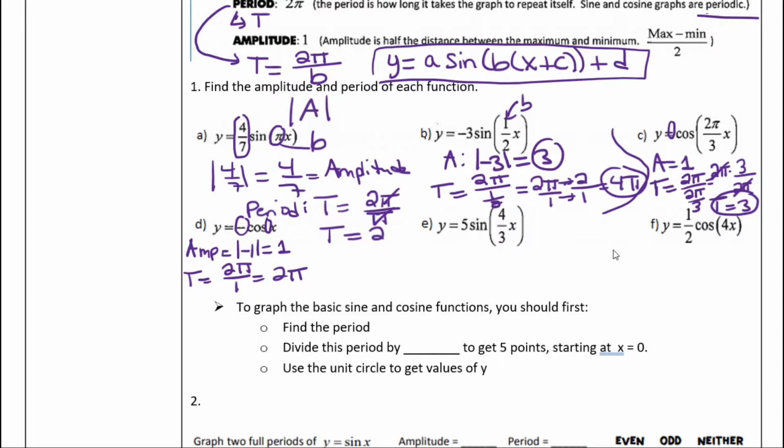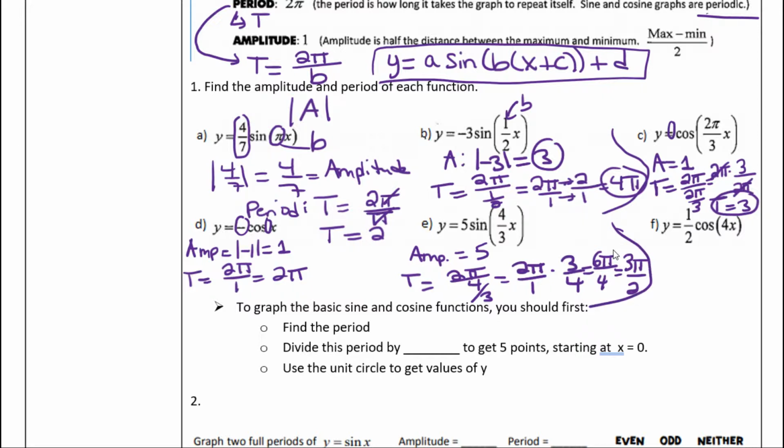For part E, amplitude is equal to 5. Period is equal to 2 pi divided by 4/3. Go ahead and flip the 4/3, so it becomes 3/4. This is the same thing as 2 pi over 1, so this is 6 pi over 4, which reduces to 3 pi over 2. So that's our period. Amplitude here is 1/2. Period is 2 pi over 4, and that reduces to pi over 2.